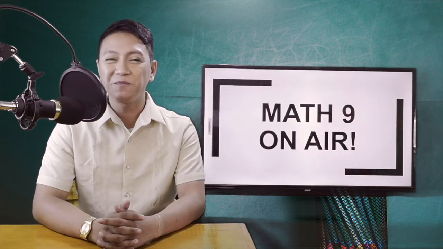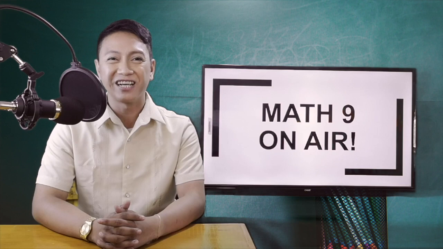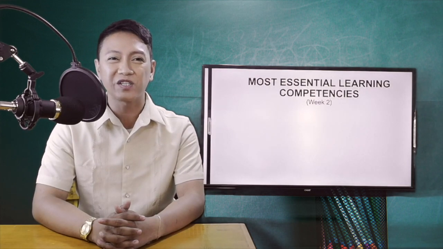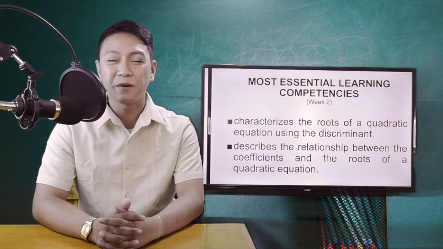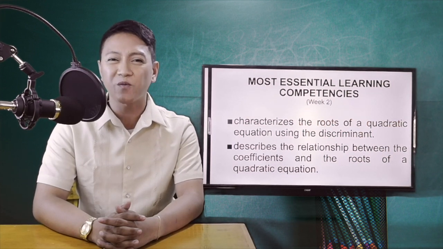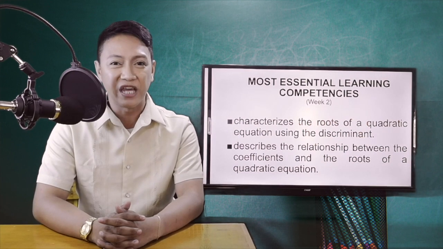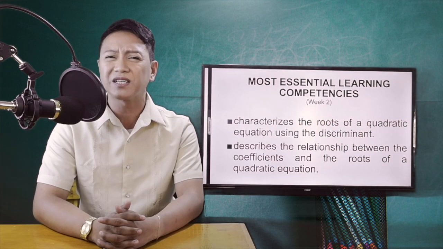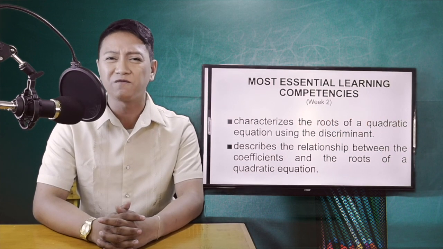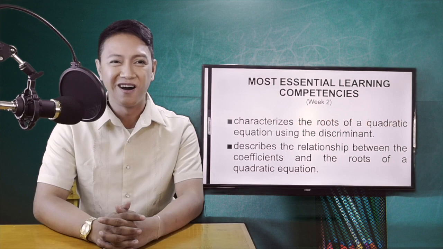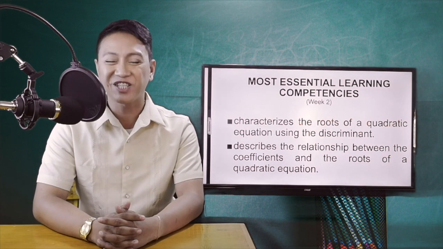For today's episode, we will be discussing two lessons. First is about the characteristics of the roots of quadratic equation using the discriminant. And the second one is about the relationship between the coefficients and the roots of a quadratic equation. These are all based on the most essential learning competencies of the Department of Education for Week 2. So, are you ready? Let's begin.